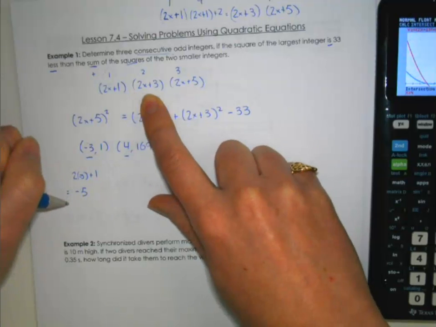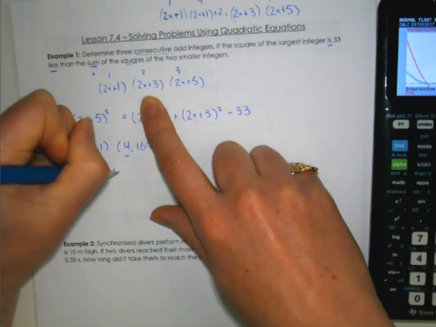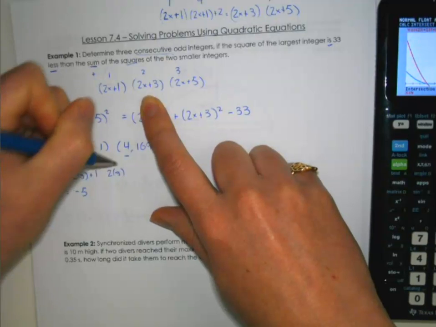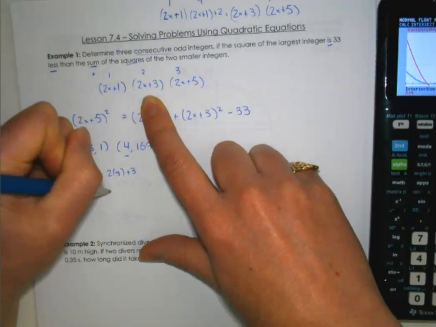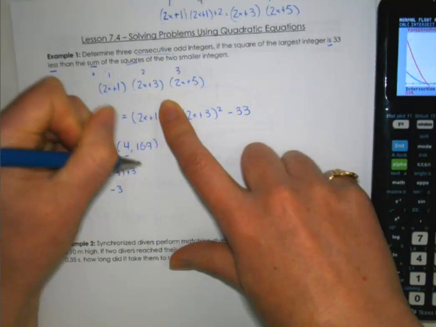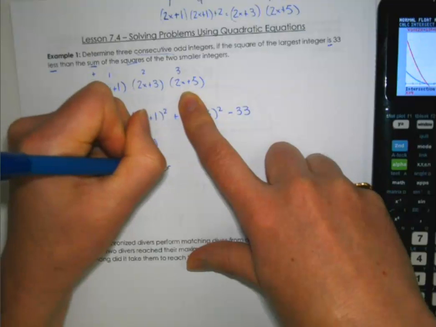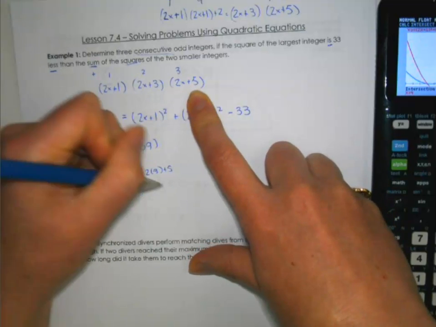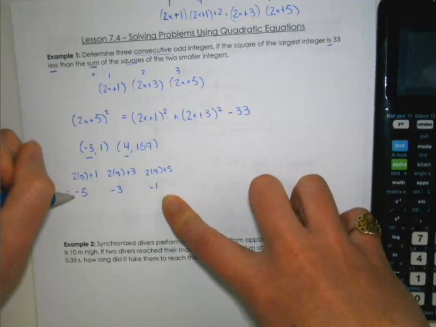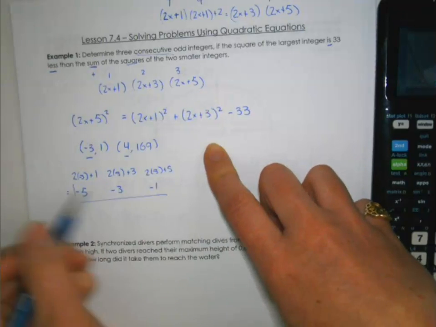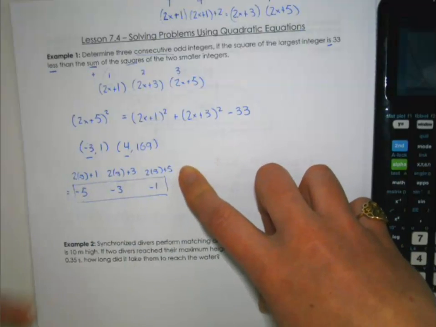And then for our second integer, we would have 2 times -3 plus 3. So -6 plus 3 gives us -3. And then 2x plus 5, 2 times -3 plus 5 gives us -1. Okay, so that means one possible answer for these 3 integers would be -5, -3, and -1.